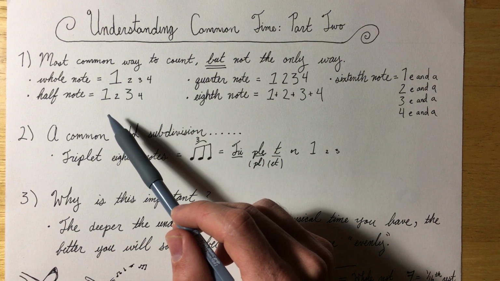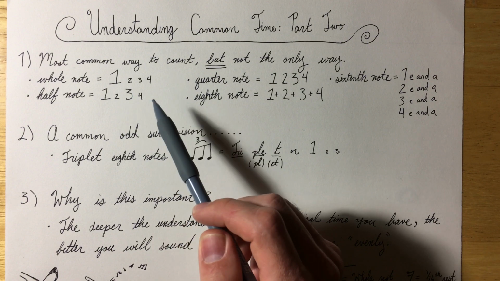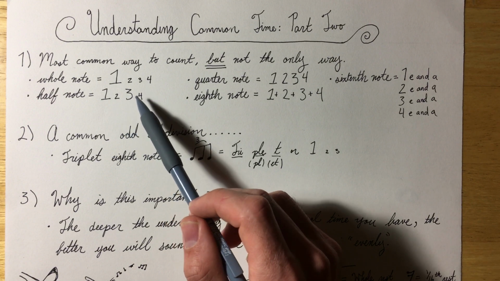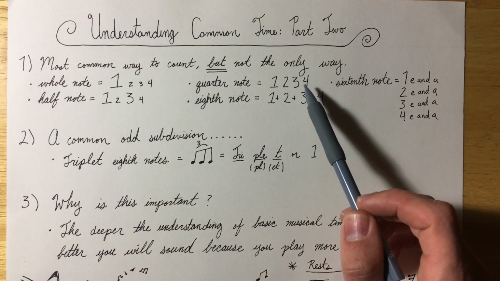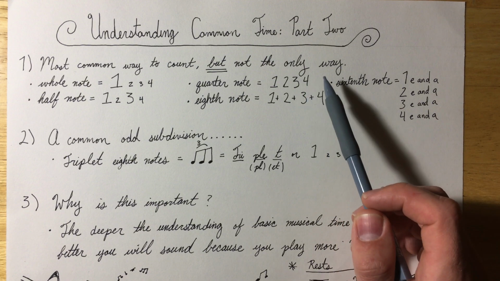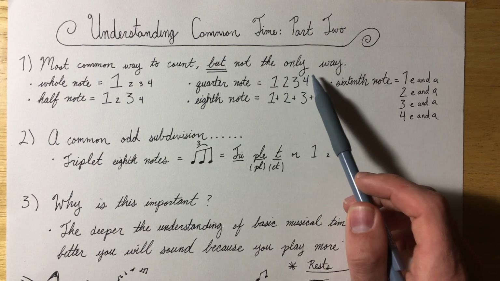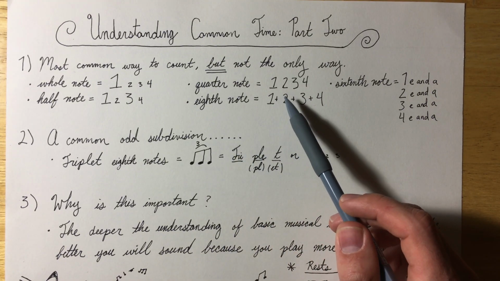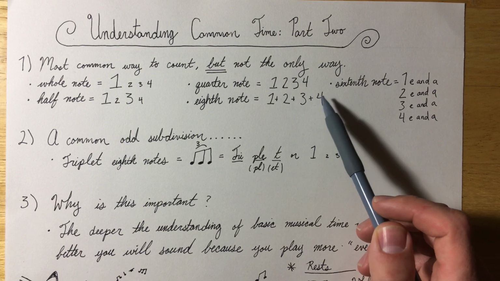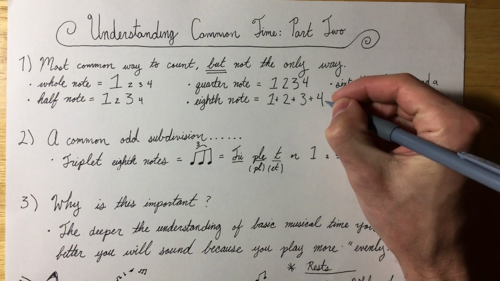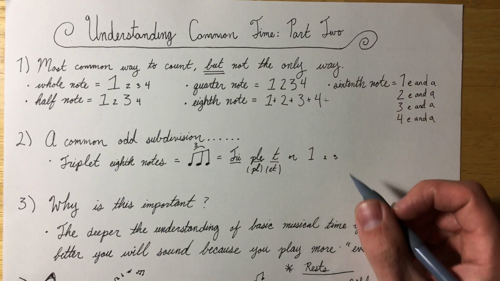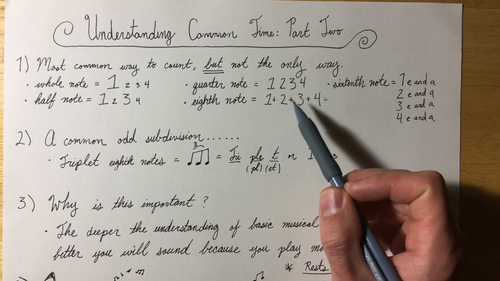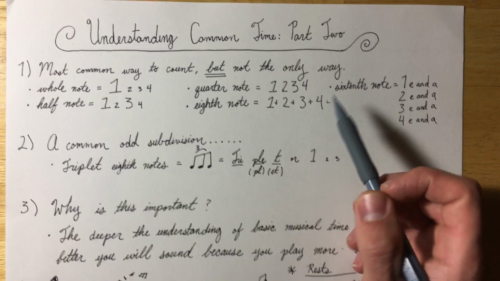When you play a half note, it'll be 1, 2, 3, 4, because a half note gets 2 beats. For quarter notes, each beat gets 1 note. So 1, 2, 3, 4. Then when you see eighth notes, they're counted 1 and 2 and 3 and 4. There should be an and sign there, a plus sign, because an eighth note gets half a beat. So 1 and 2 and 3 and 4 and.